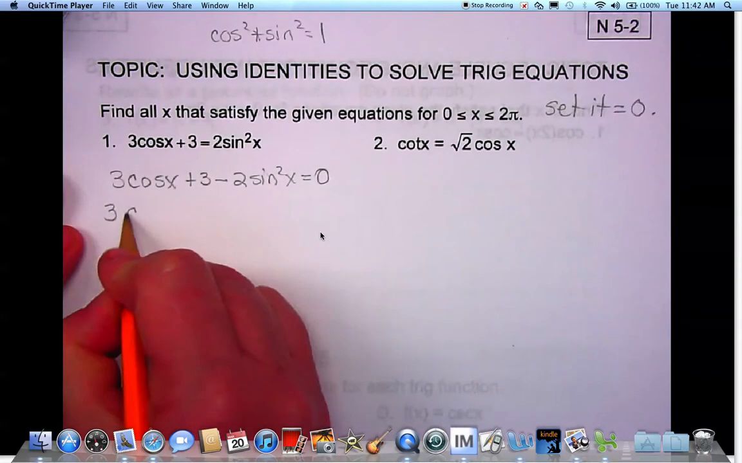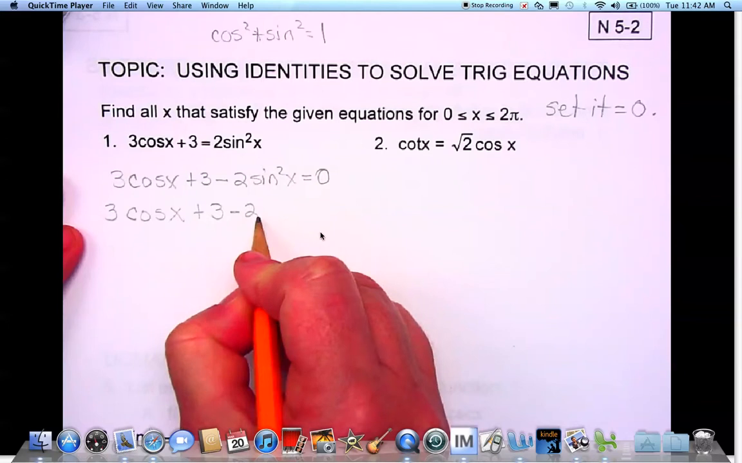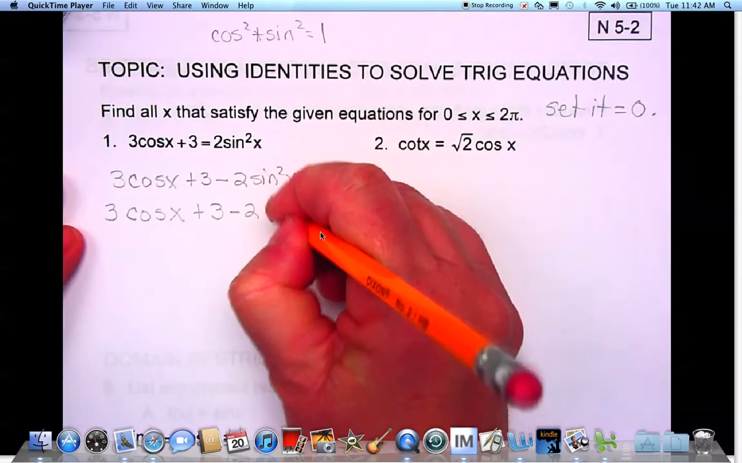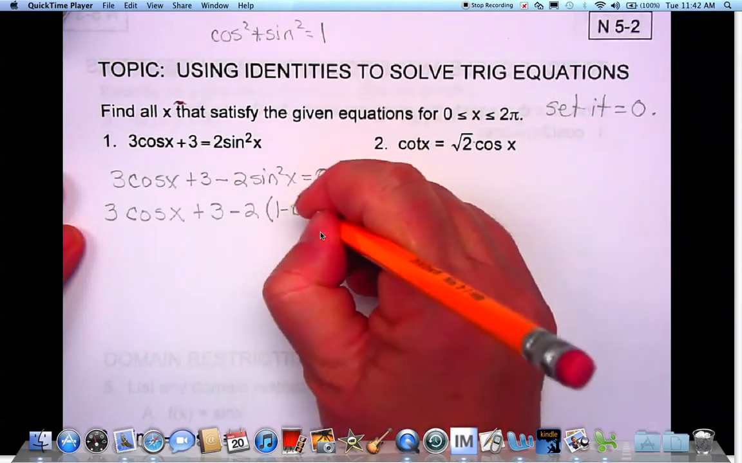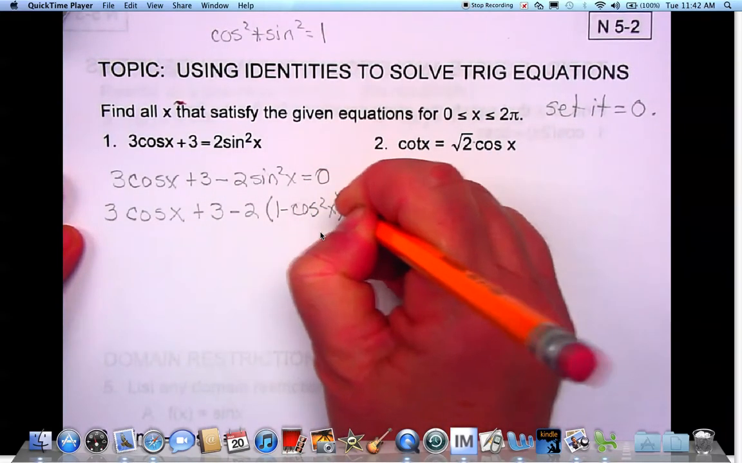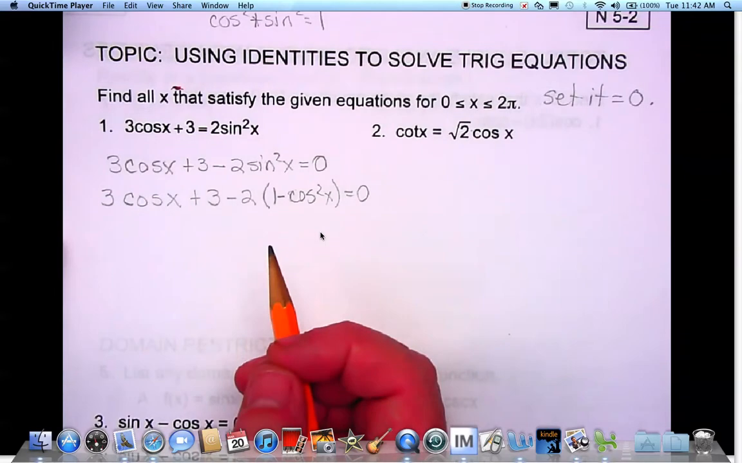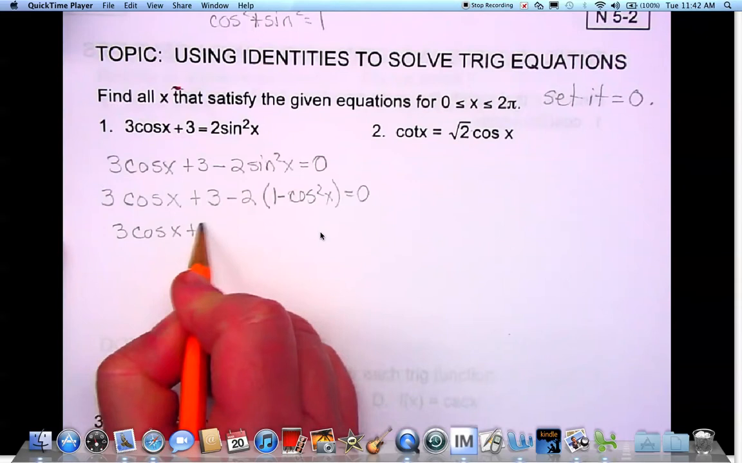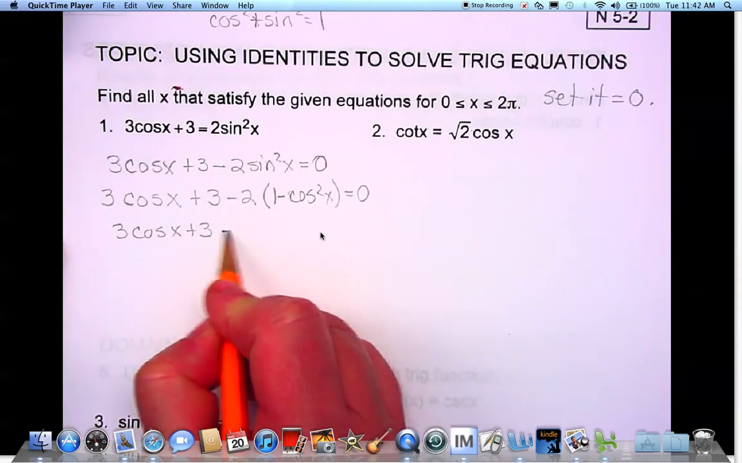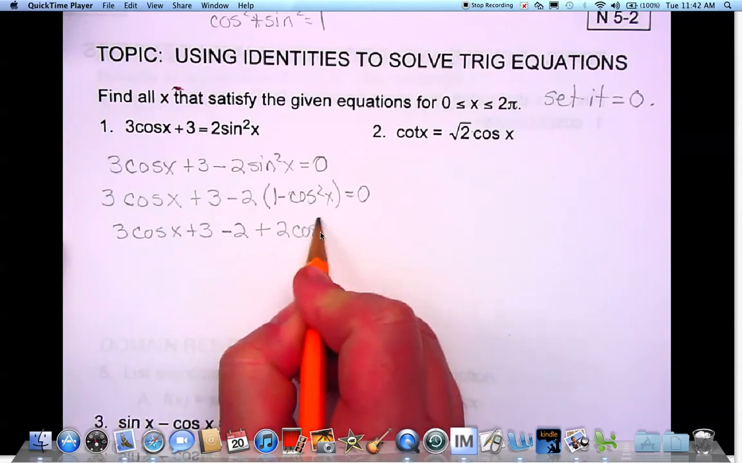So we're going to replace that. We'll do 3 cosine x plus 3 minus 2 times parentheses 1 minus cosine squared x, equals 0. Now everything's in cosine. Let's get it all simplified as much as we can. Distribute that 2 out. So we have 3 cosine x plus 3 minus 2 plus 2 cosine squared x.